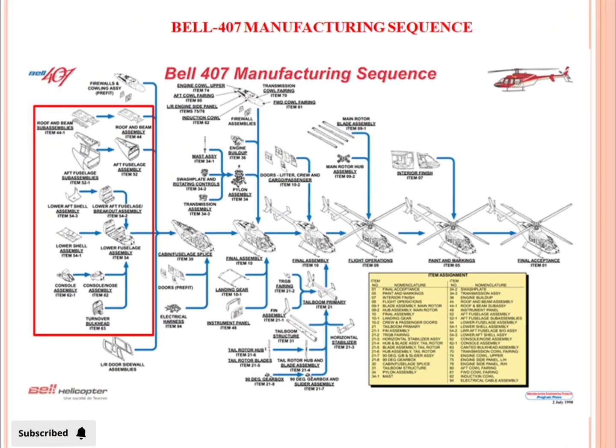So this is the actual manufacturing sequence of the Bell 407 helicopter. First, it all starts from sheet metal. Sheet metal goes to the heat treatment process, heat treatment to extrusion process, extrusion to small assemblies, sub-assemblies to main assemblies, and main assemblies to the main component.